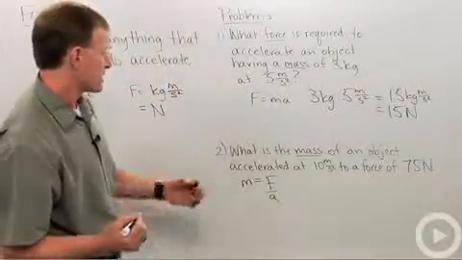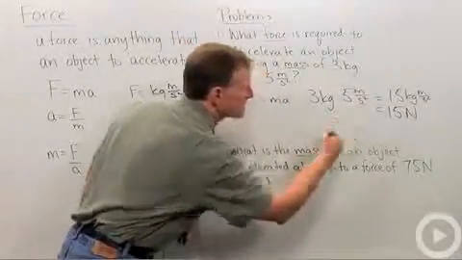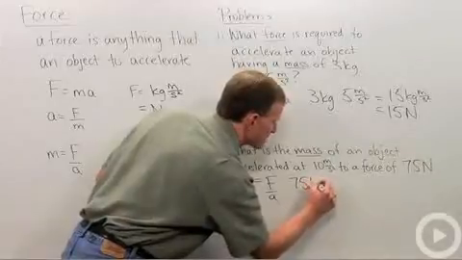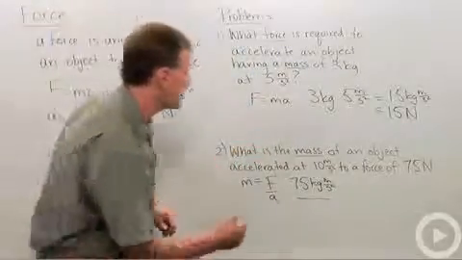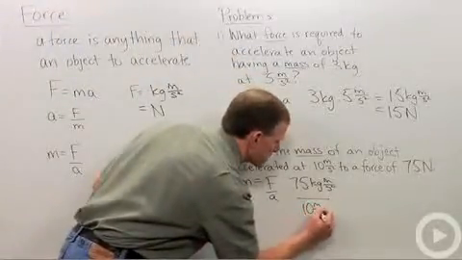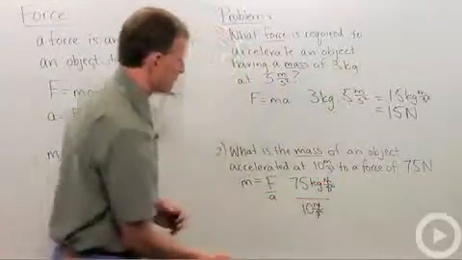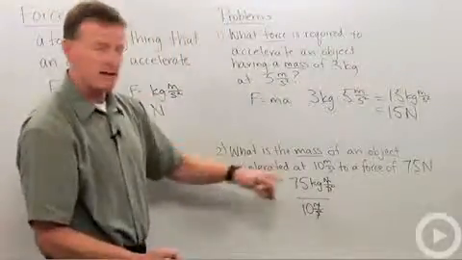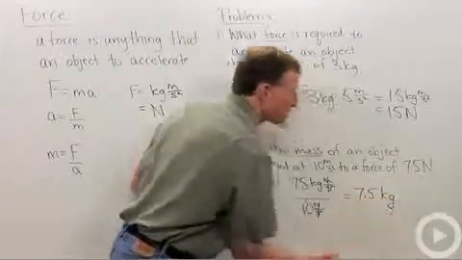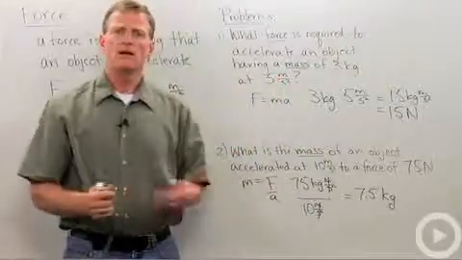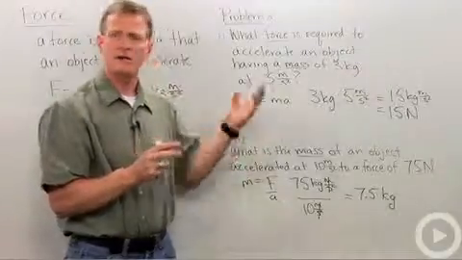If I plug my numbers in here, my force is 75 newtons, which we'll say is kilograms times meters per second squared, and my acceleration is 10 meters per second squared. Now you can see that this unit cancels with that unit. And I have 75 divided by 10 kilograms, which equals 7.5 kilograms. So these are some of the ways we can apply this unit of force, F equals ma, to solve different types of problems.